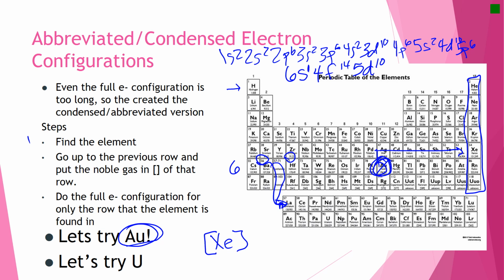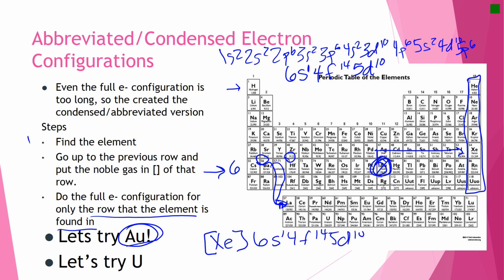Okay. Then do the full electron configuration for only the row that the element is found in. So the only row that it's found in is this 6s row. And by putting xenon in brackets, what we're really saying is, hey, everything for xenon and its electrons are accounted for. So then what you want to do is 6s1, 4f14, 5d10. So that's how you do gold.